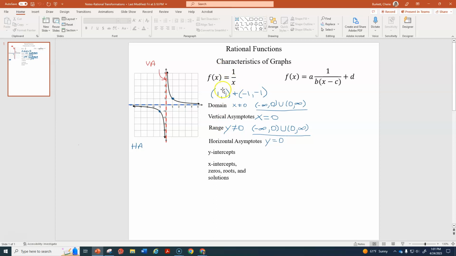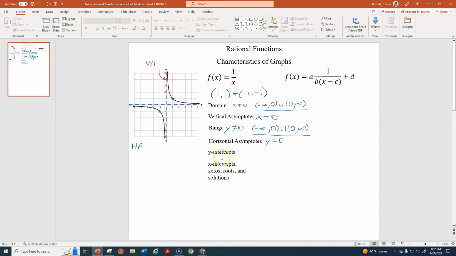For the parent function, we don't have any. The reason is because our horizontal asymptote is the x-axis and our vertical asymptote is the y-axis. So this graph right here, your parent function, these two branches never intercept the y-axis, so we don't have any y-intercepts, and it doesn't ever touch the x-axis, so we don't have any x-intercepts.